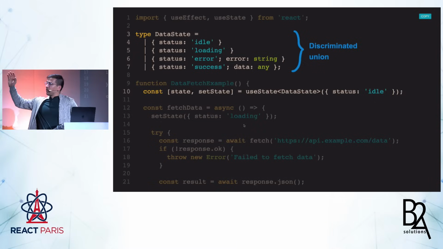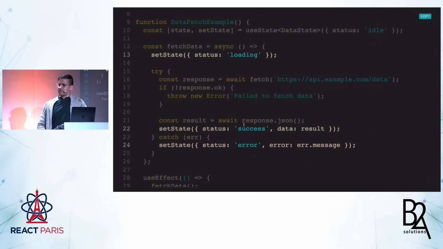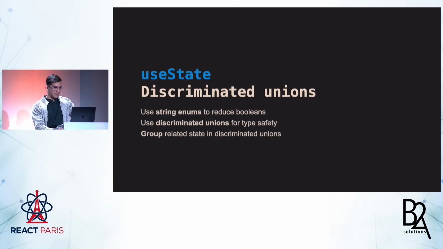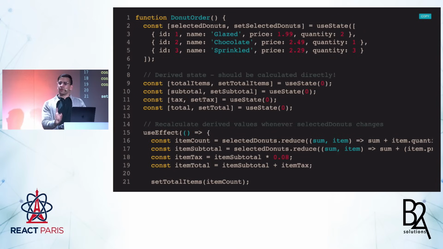And check it out, we've actually eliminated a lot of useState here. So we really only need to set one thing. And again, this is completely type safe, so you're going to have autocompletes. You're going to ensure that the result is exactly what you expect. So that's discriminated unions.